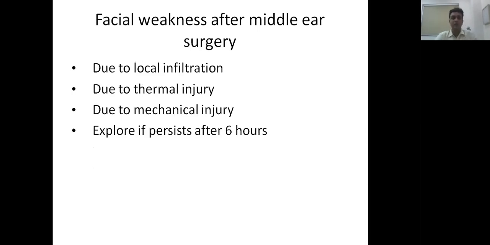This is one of the tricky situations, when there is facial nerve weakness that develops after middle ear surgery, especially mastoid surgeries. That could be because of local infiltration, a thermal injury, or mechanical injury. We have to explore and repair if it persists after 6 hours and if the surgeon is not sure whether he has identified the nerve and preserved it. Otherwise, we can wait.